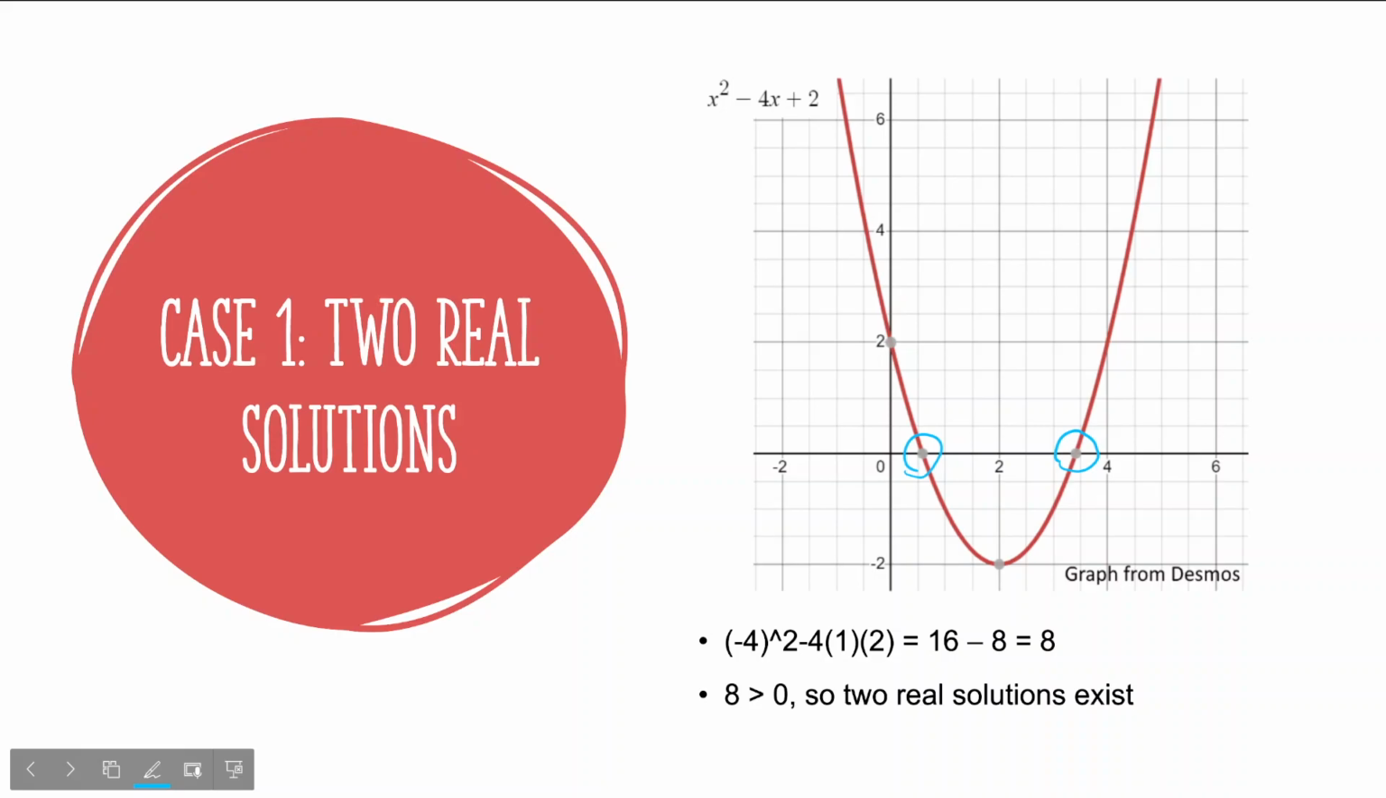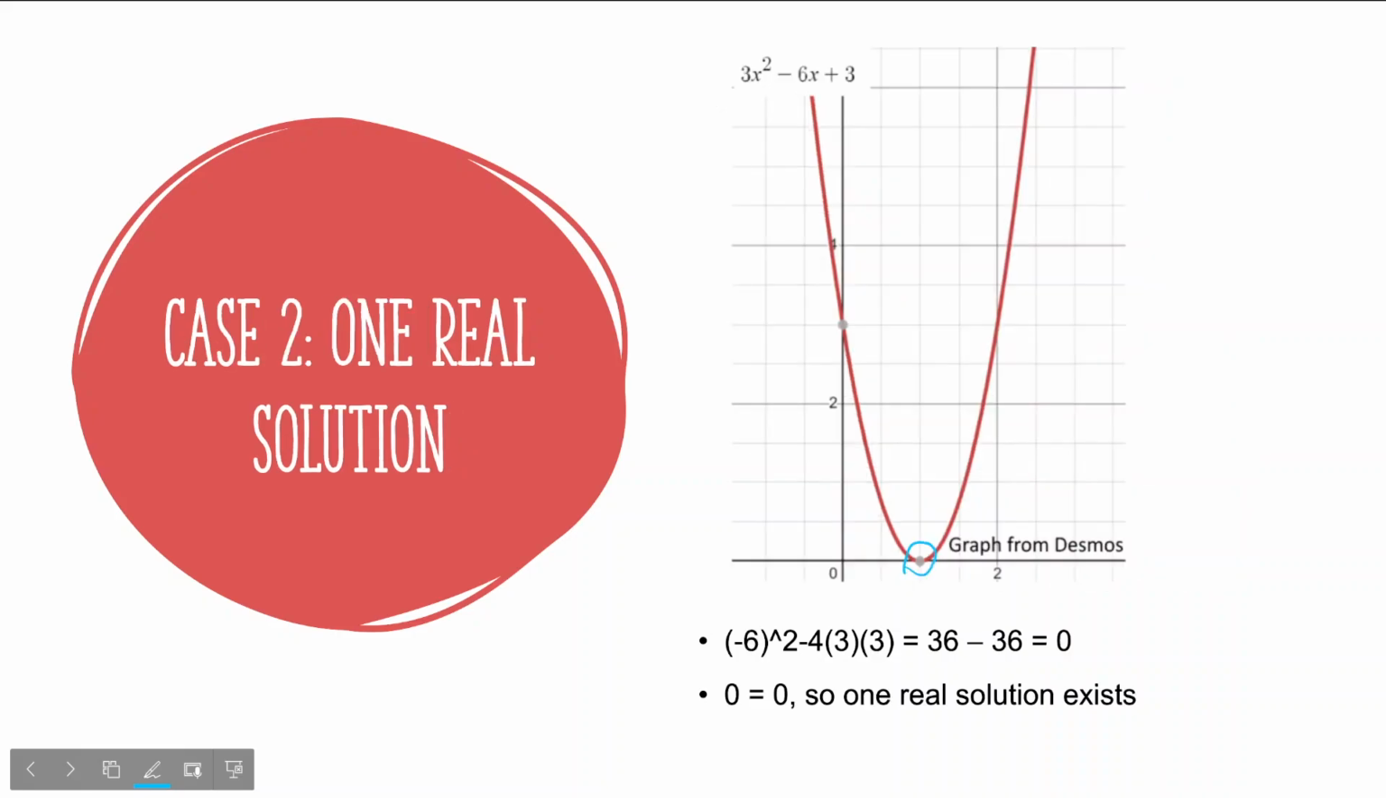The second case is when there is one real solution. As you can see, there's one point at which this parabola intersects the x-axis. The equation of this parabola is 3x squared minus 6x plus 3. Plugging into the formula, negative 6 squared minus 4 times 3 times 3 is equal to 36 minus 36, which is 0. And 0 is equal to 0, so there's one real solution.